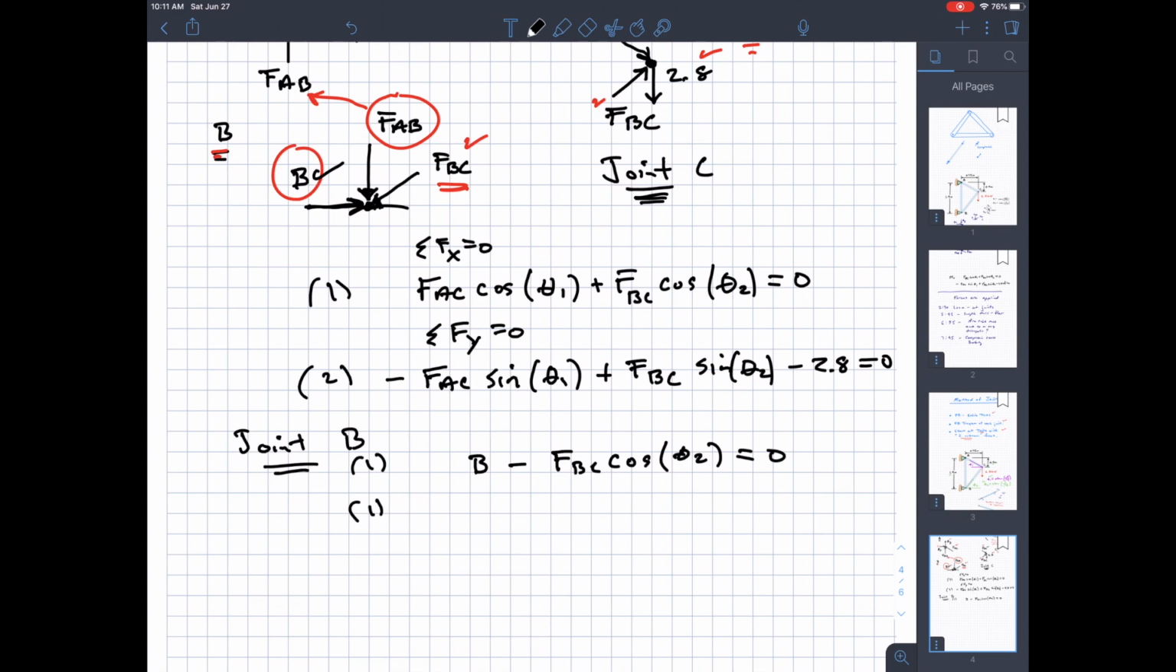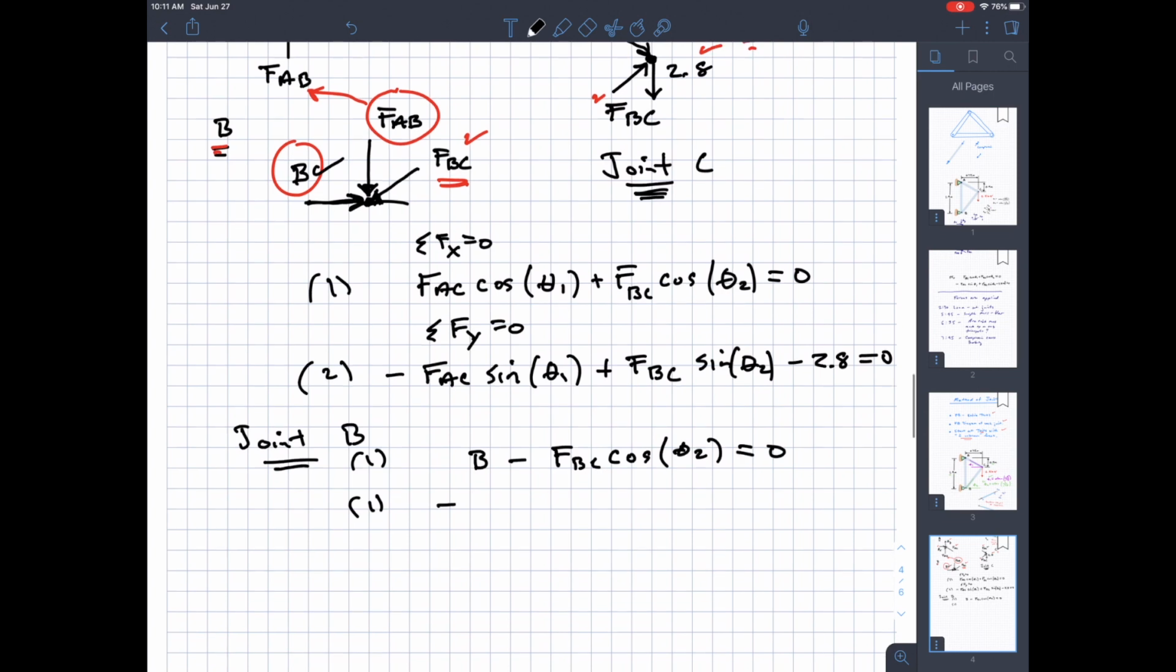The second equation at joint B, sum of forces in the y direction: the B force moves completely in the x direction, so that's not present in this equation. Then I have minus FAB, because FAB works down. And FBC is also working in the downward direction, so it's minus FBC sine theta 2 equals 0. Sine theta 2 resolves the BC component in the y direction. And so that gets me the second equation.